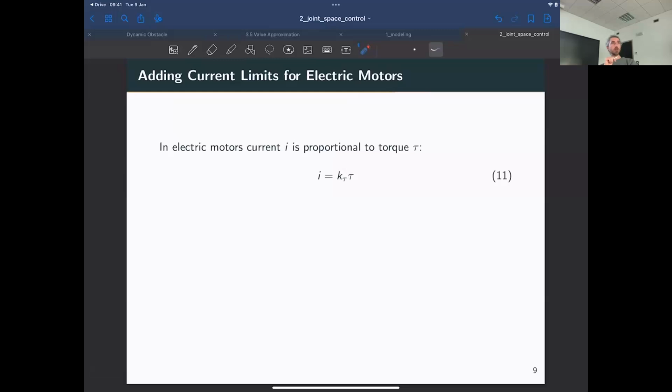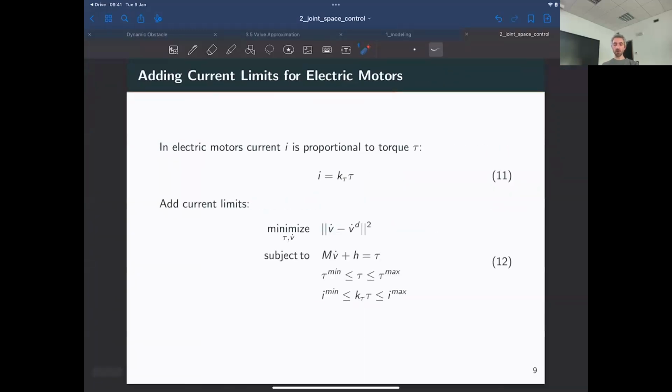Another thing I could take into account very easily is my motor current limit. If I'm using an electric motor, which most robots do these days, my motor current is going to be proportional to my motor torque. And this constant here, you can typically find it in the motor datasheet. So you know how to compute the current from the torque. And so you can use this relationship to add current limitations inside your least square program by expressing the current as a linear function of the joint torque.